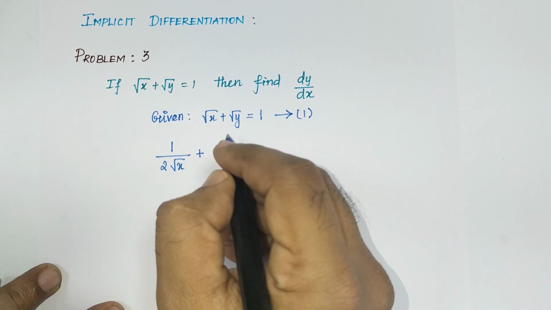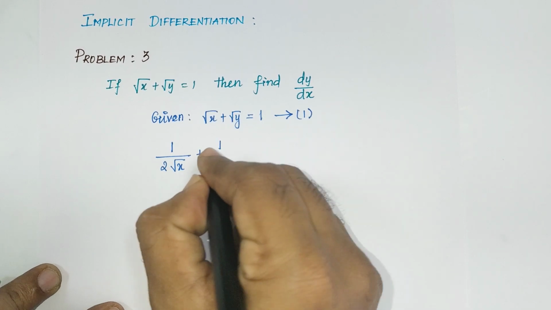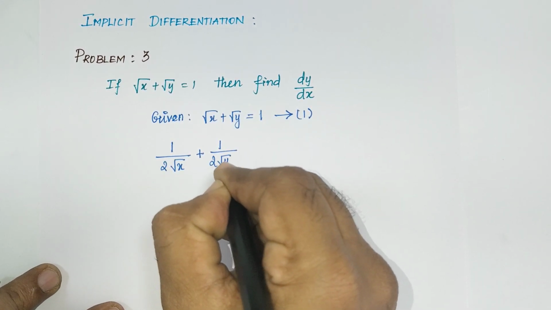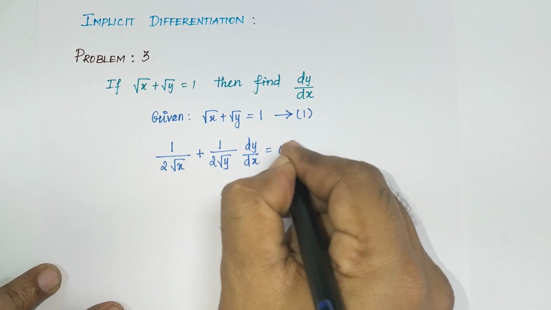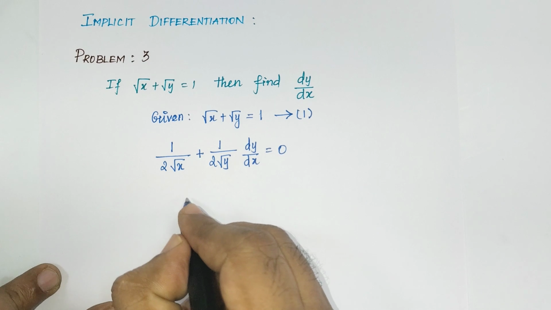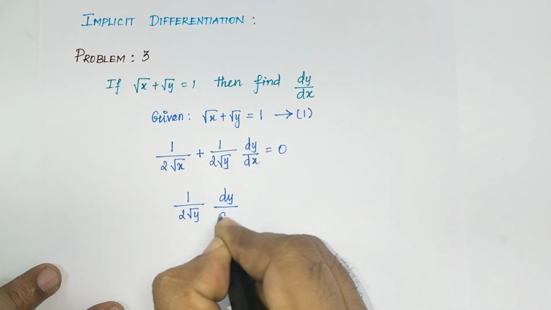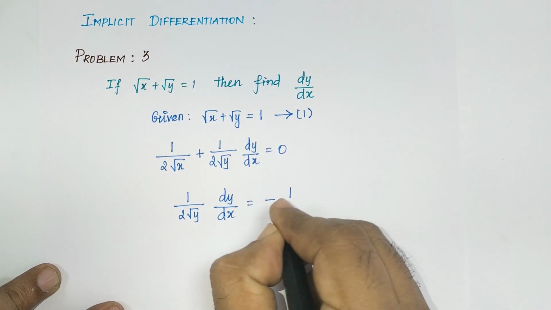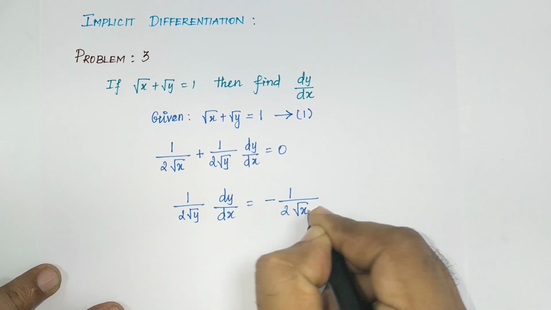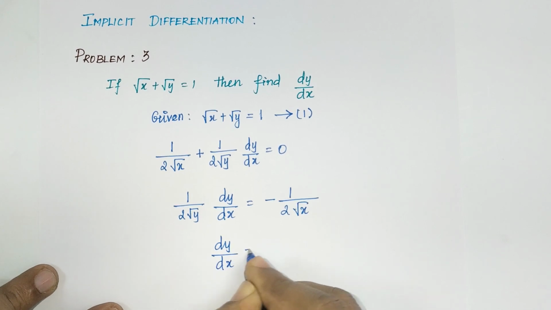Here root y also we need to differentiate with respect to x. So 1 divided by 2 into root y, into dy by dx, equal to constant differentiation 0. So from this I'll write 1 divided by 2 into root y, dy by dx is equal to, shift this to the right hand side, you'll get minus 1 divided by 2 into root x.